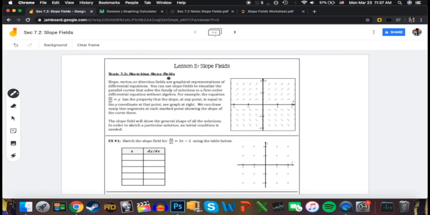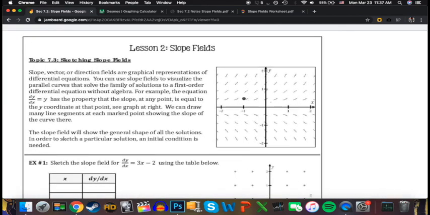We're going to continue on with section 7.2, which is known as slope fields, and as I mentioned in the video from yesterday, these are just graphical representations of differential equations, and we can actually use these to our advantage in order to sketch out a family of solution curves for a particular differential equation.